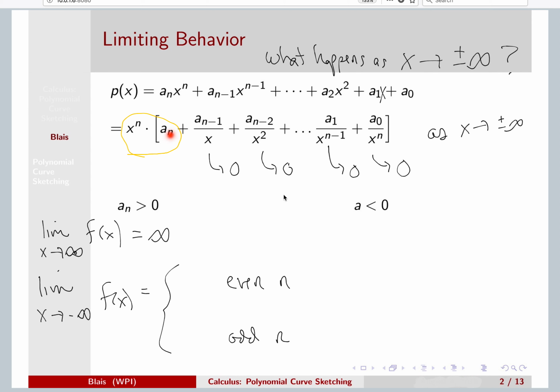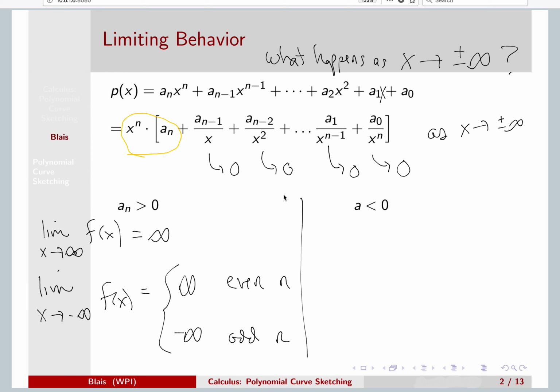If n is even, you have a positive a sub n, and then x is negative, but it's being raised to an even power. So the result is positive. Since x is going to minus infinity, it's getting huge, and then the n power being even is making it positive, so we get infinity. If n is odd, say 3 or 5, then you have large negative numbers raised to odd powers. The result is a negative number times a positive number, and so we have it approaching minus infinity.